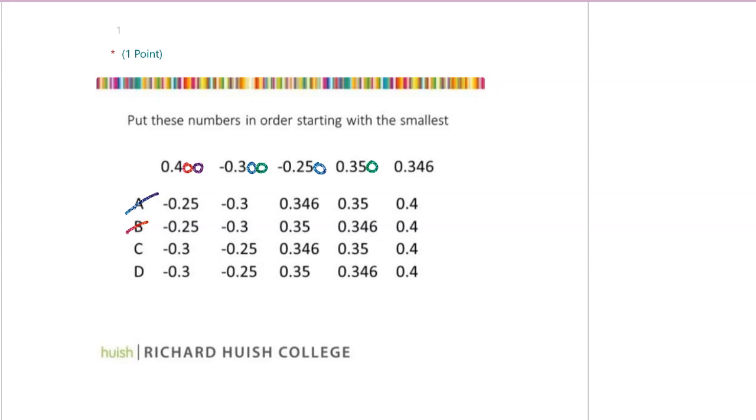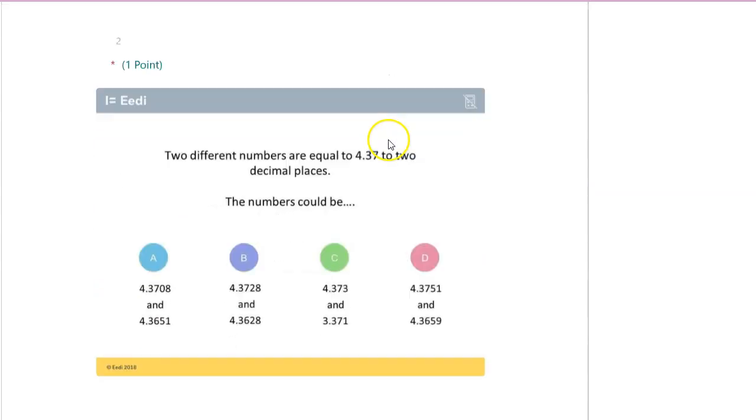0.346, that's a little bit less than 0.350, isn't it? So I can see there, that's the difference between the final two, and I need the one with 0.346, then 0.35, and finally 0.4. So the answer for question 1 is C. On to our next question.